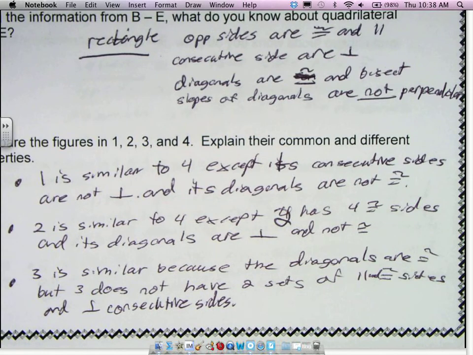Yes, CJ. What does the third one say for G? This one? 3 is similar because the diagonals are congruent, but 3 does not have 2 sets of parallel congruent sides and perpendicular consecutive sides. What's 2 said? 2 is similar to 4, except 2 has 4 congruent sides, and its diagonals are perpendicular and not congruent.